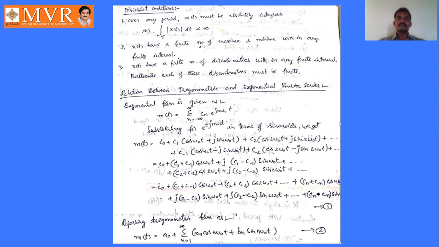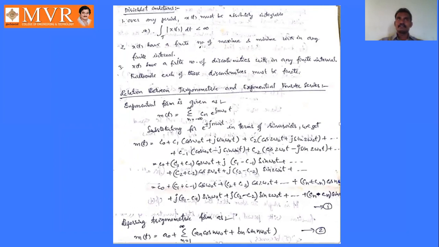Next, the second one is that x of t has a finite number of maxima and minima within any finite interval. During the finite interval we have a finite number of maxima and minima, not an infinite number. That is the second Dirichlet condition. And the third one is that x of t has a finite number of discontinuities within any finite interval.